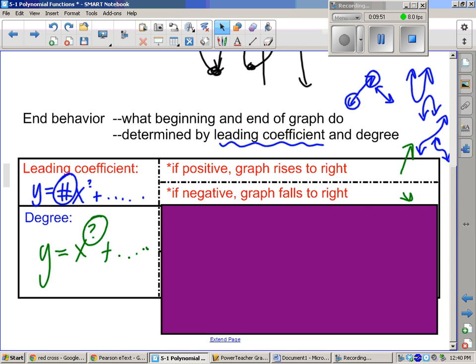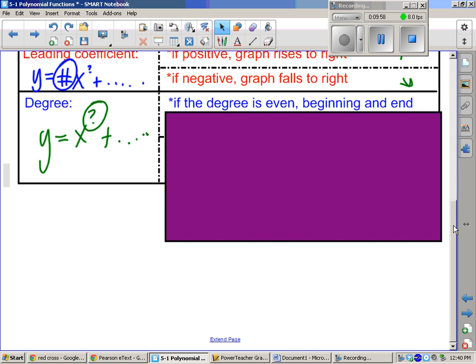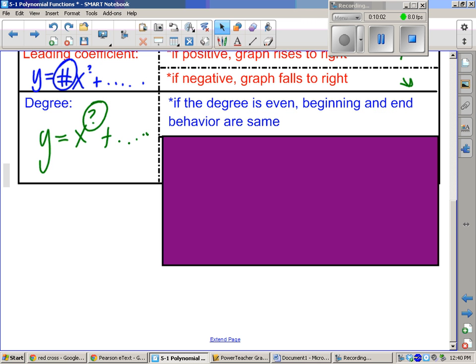So that tells us about the end, but what about the beginning behavior of the graph? This has to do with whether it's even or odd, so you're talking about the exponent. If the degree is even, then the beginning and the end behavior do the same thing. So that means the beginning and the end both go up, or they both go down. And yes, there will be stuff happening in between those two things, but this just helps us determine the ends.